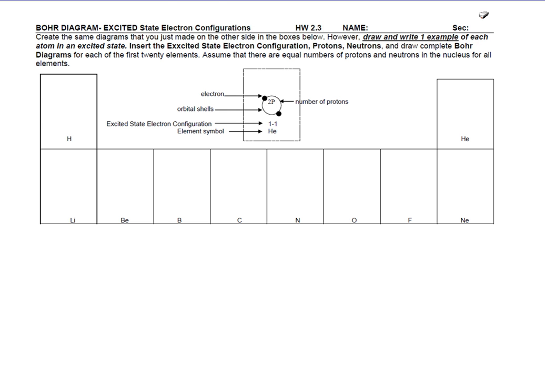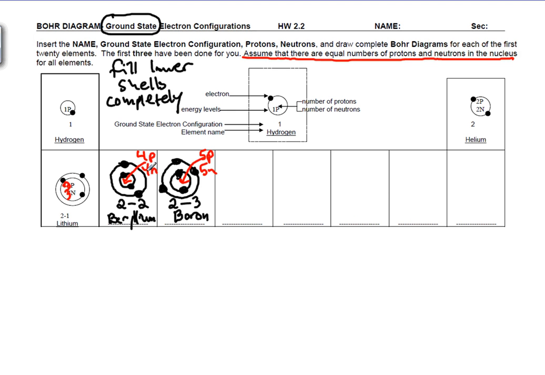Okay, so for the excited state, which is this side now, the only difference with excited is that we're starting out in the ground state, like the previous video, but we're filling up the lower shells first, then going to the next shell. So a good way to start is look back at the ground state side of the sheet and say, okay, here's my starting point. How can I make this element, this atom, excited?